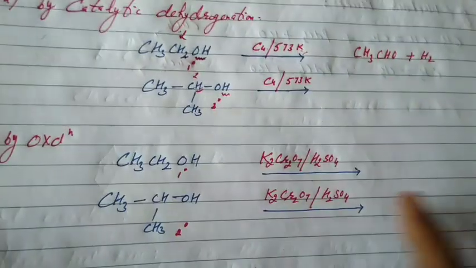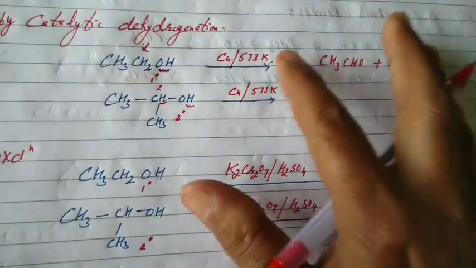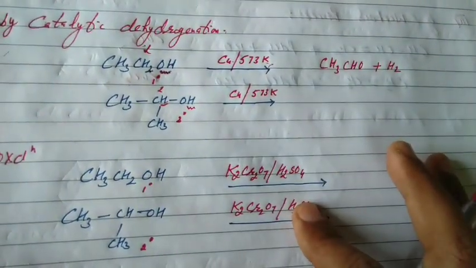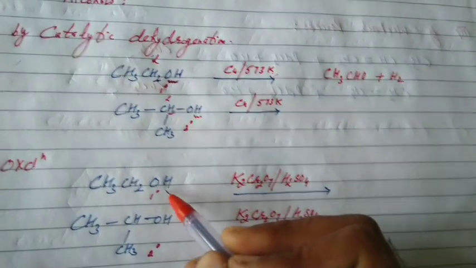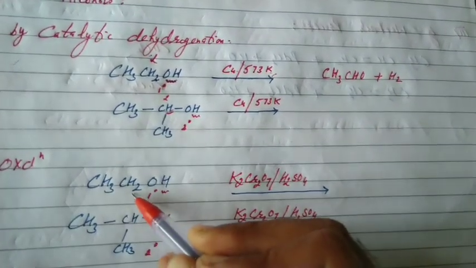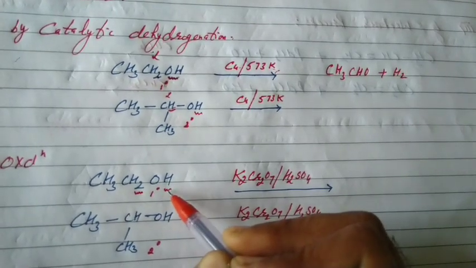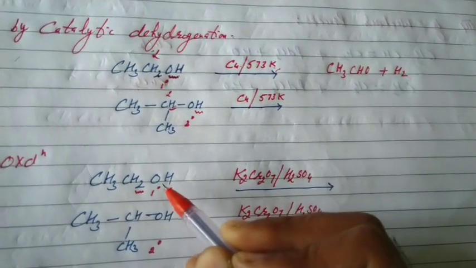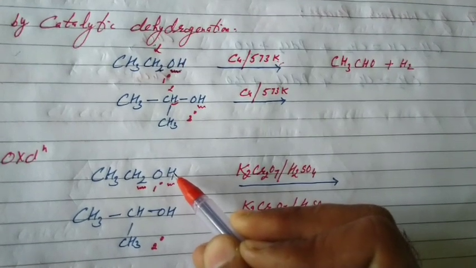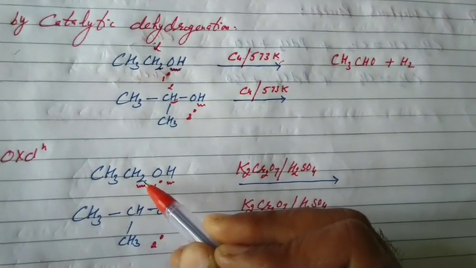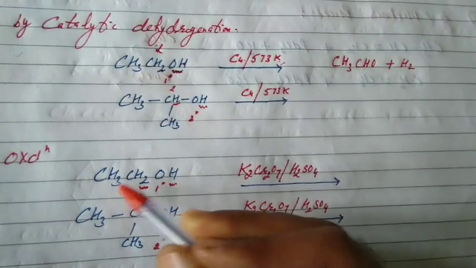Second, by the oxidation of alcohols. Students, it is catalytic dehydrogenation, it is oxidation. The same reaction, again, proceeds due to the alkyl group as well as due to the hydroxyl group. The alpha carbon atom of the alkyl group participates and the hydroxyl group participates. Hydrogen will be eliminated from the hydroxyl group and one hydrogen will be eliminated from the alpha carbon. Again, what is left? CH3CHO.